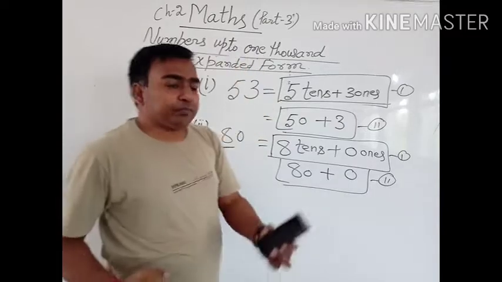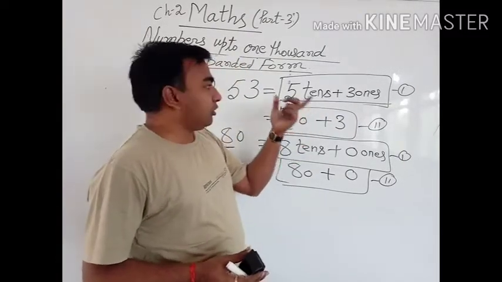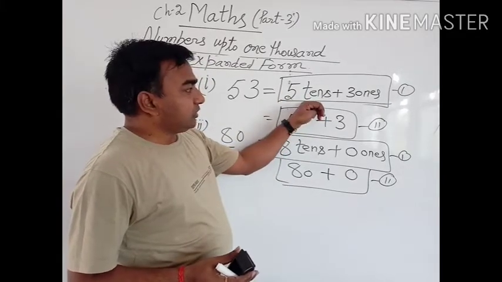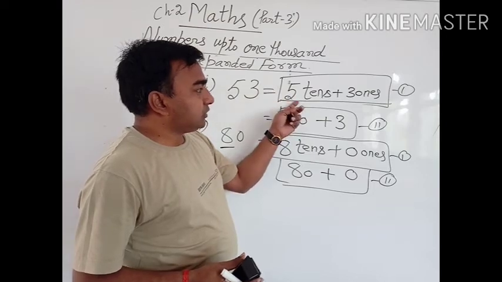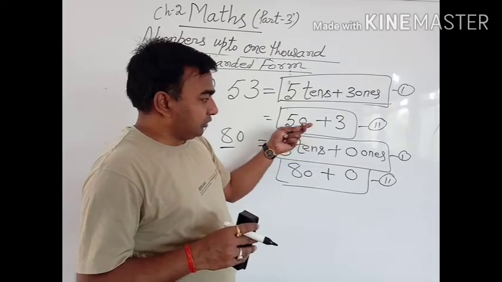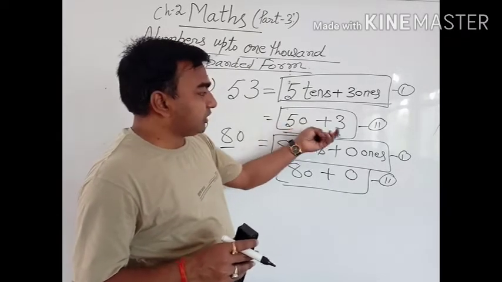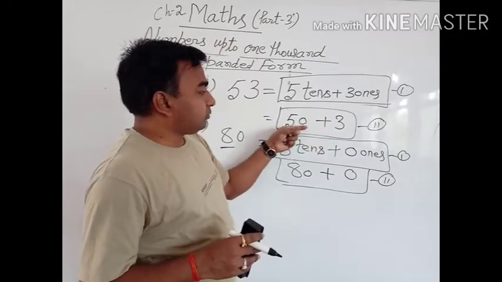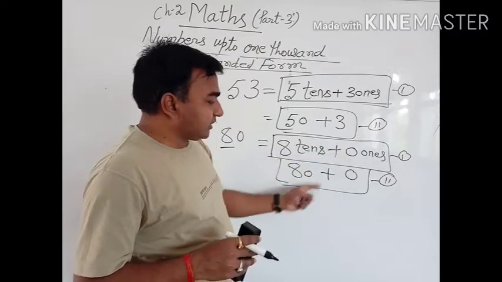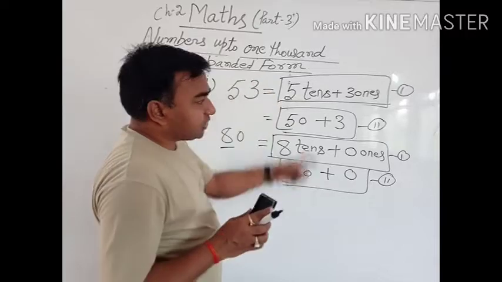So students, we can write the expanded form of a given number in two different ways. First, we can write the given number with their place values. And we can write the full number split, तोड़कर, 50 plus 3, or 8 tens 0 ones, 80 plus 0, 80 plus 0 equal to 80. Now this is the expanded form of a two digit number.